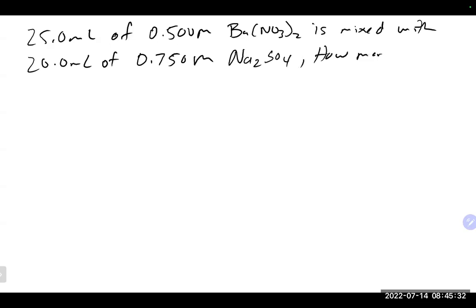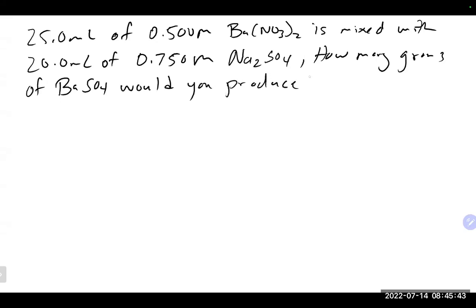How many grams of barium sulfate would you produce? All right, so why don't you give it a try first and see what you come up with here. Again, it is a stoichiometry problem. Might need some numbers here.